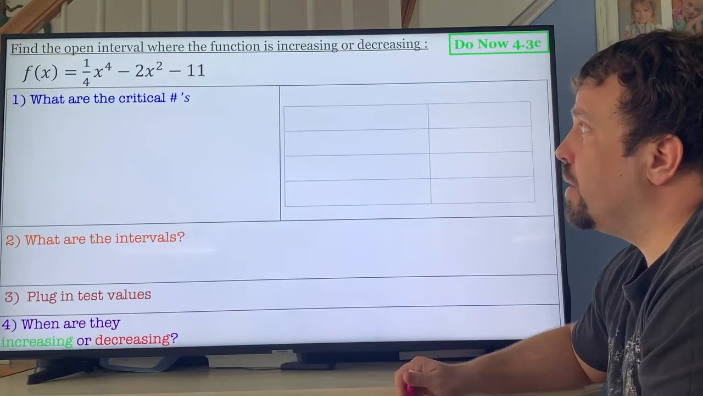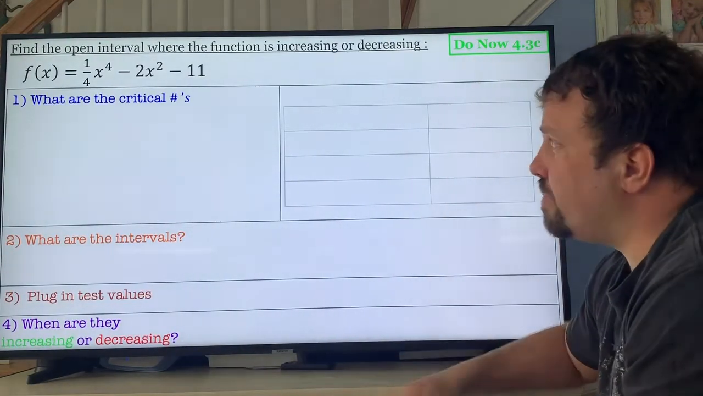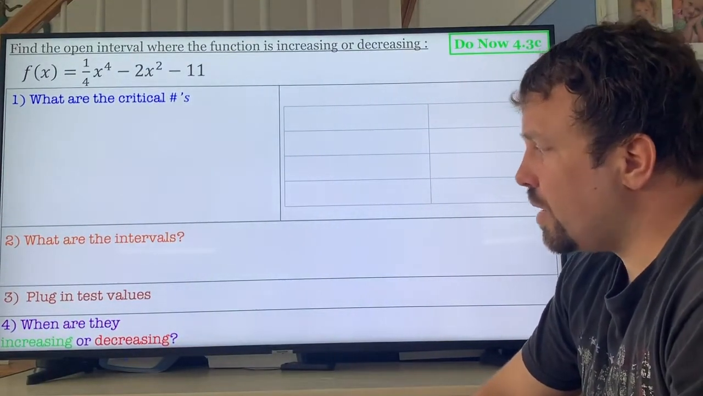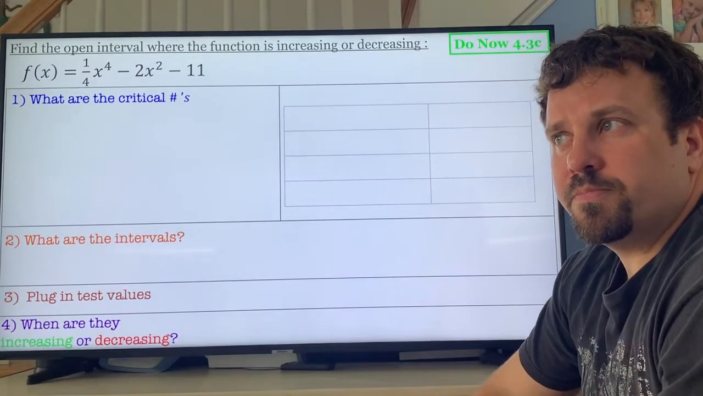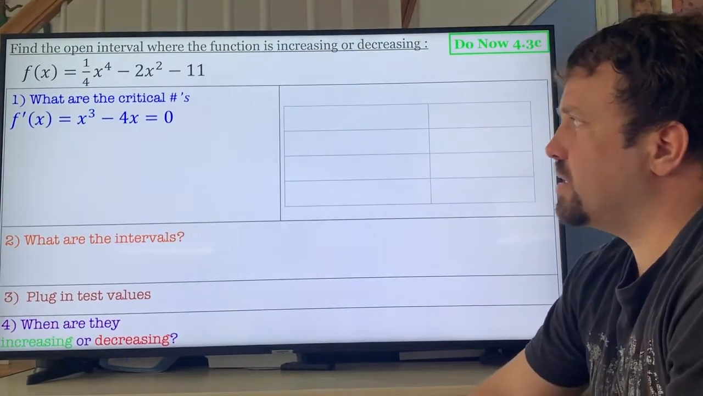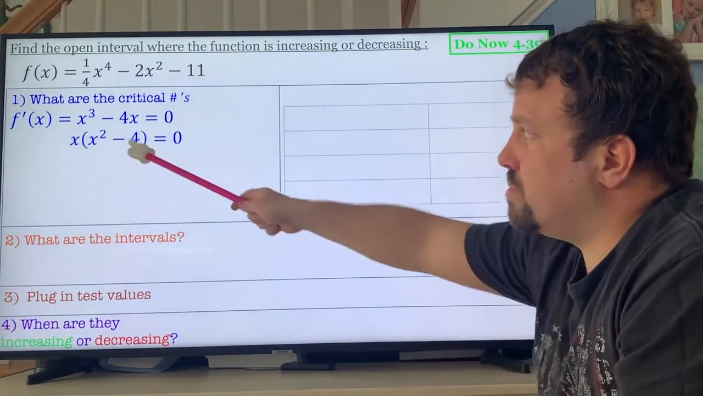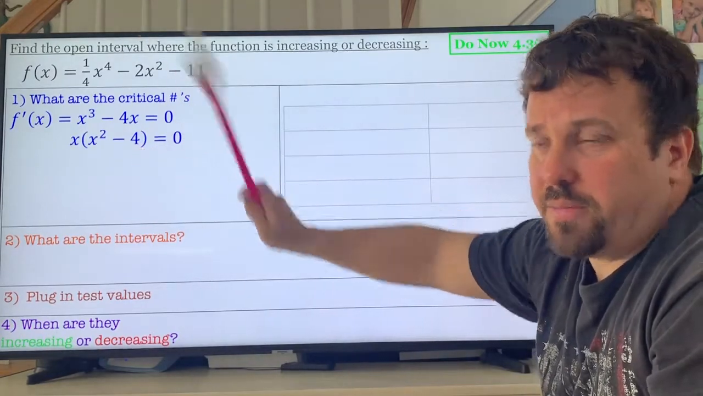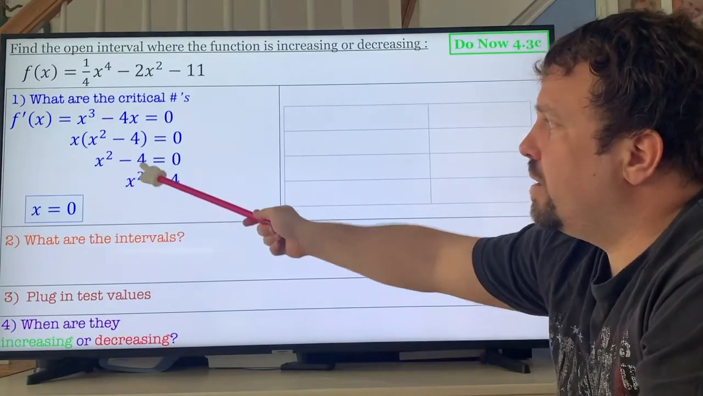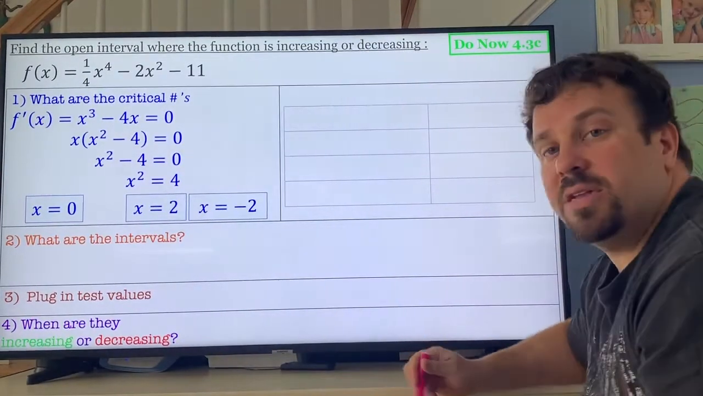All right? All right. So let's finish up. This says another do now. You could plug it in as a do now, but I just want you guys to try this problem as well. We're going to finish up with this one. So f prime x equals x squared minus 4x equals 0. Take out an x. Perfect square. Plus 2 minus 2. So x equals 0. And this one right here, x squared minus 4 equals 0. So x squared equals 4. X equals 2. X equals negative 2.